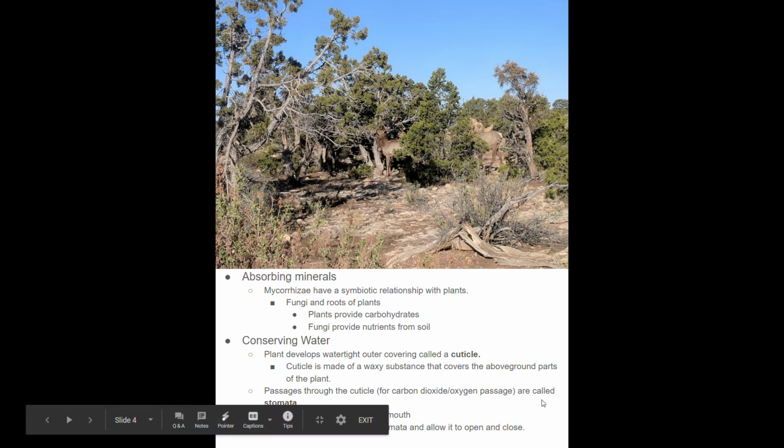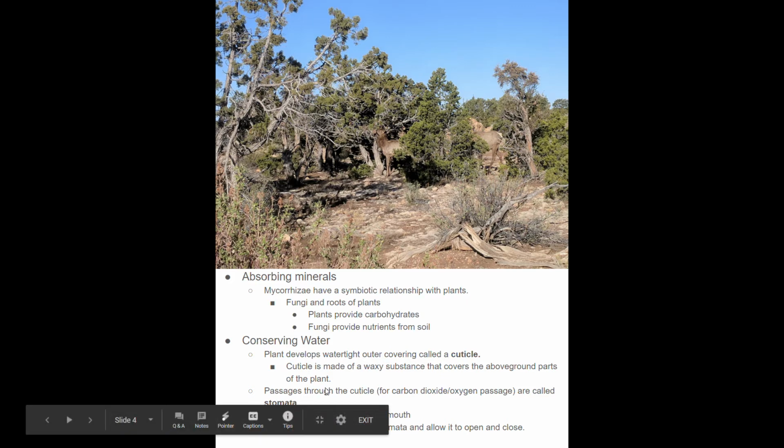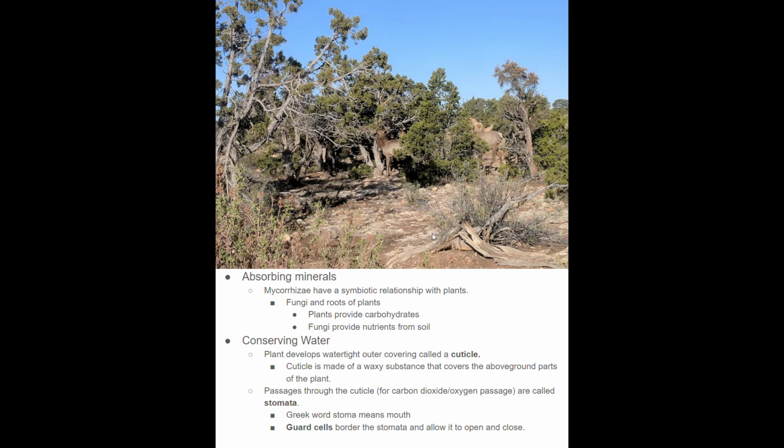Passage through the cuticle, because stuff needs to get in through that cuticle, right? Plant needs carbon dioxide, and plant needs to release oxygen to survive. These passages are called the stomata. We also call them stoma. It just depends on if you're talking plural or not. The Greek word stoma means mouth. It's an opening, right? Just like your yapper while you're talking to people, right? It's a mouth.